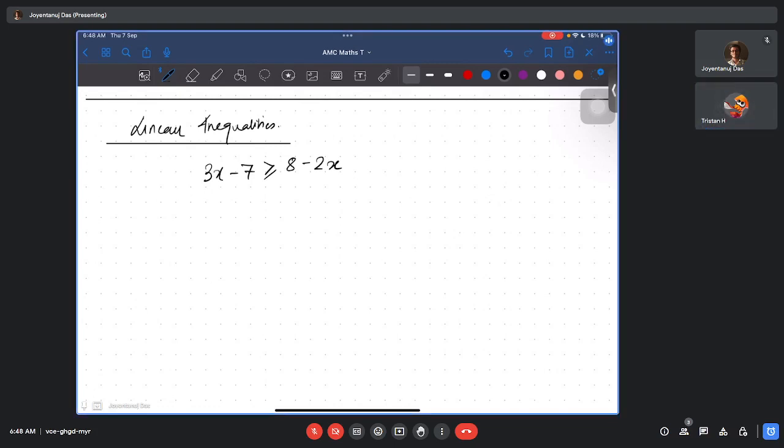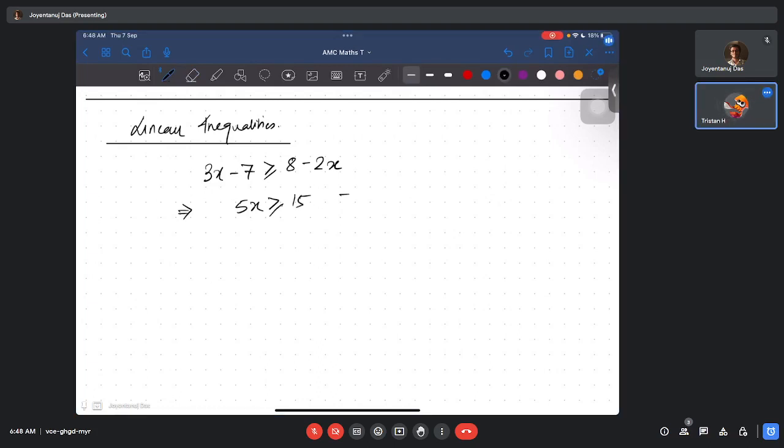Yes. So from here, what I get is 5x is greater than or equal to 8 plus 7, which is 15. So from here, I can say that x is greater than or equal to 3, right? Yes. So this is more or less this quantity.